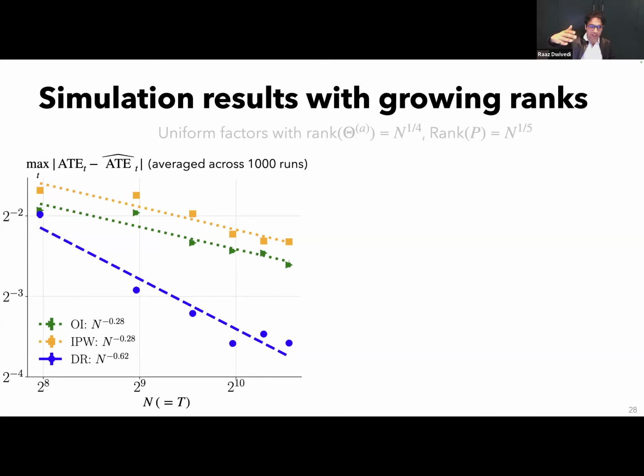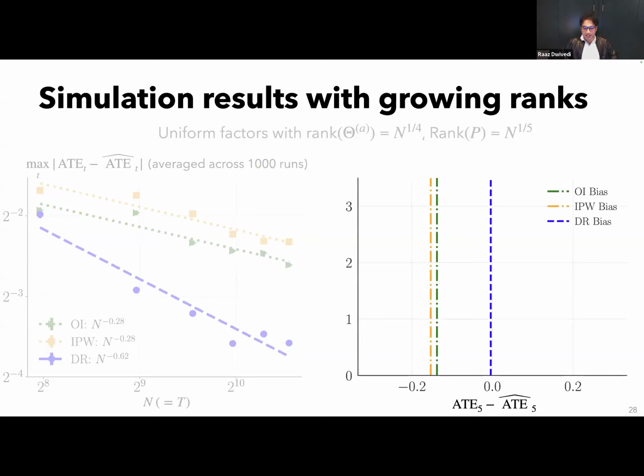And you see that for the OI and IPW, the rate is around n to the minus 0.3 empirically. For DR, it's close to n to the minus half. It behaves like a product. That is very consistent with our theory.